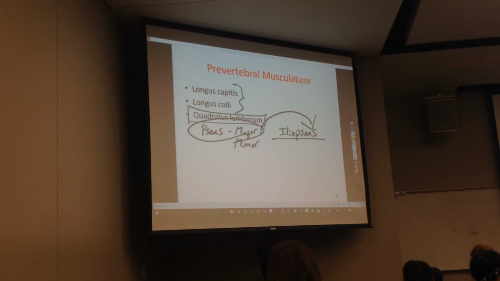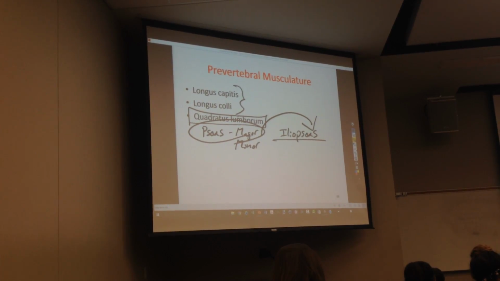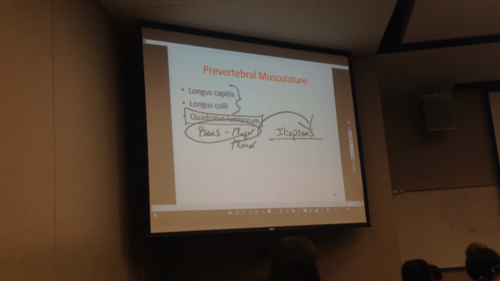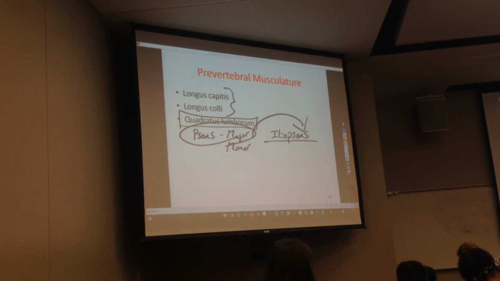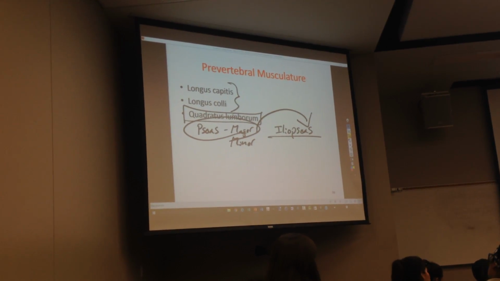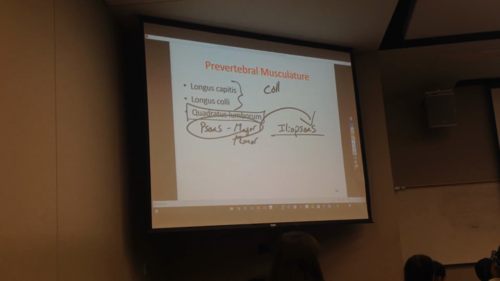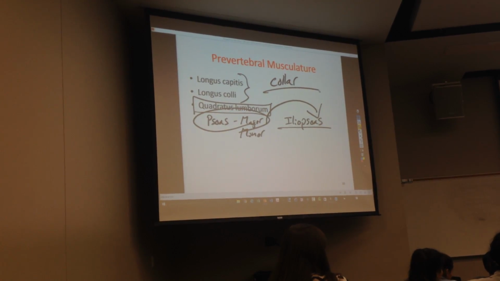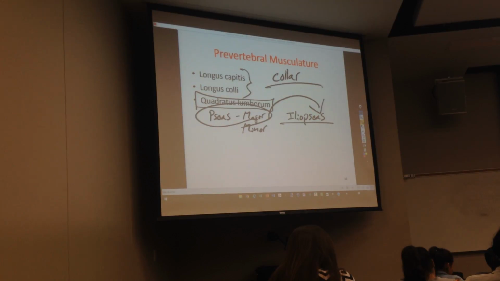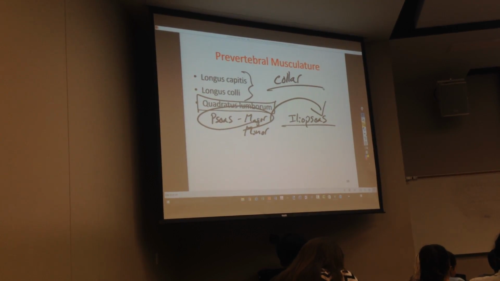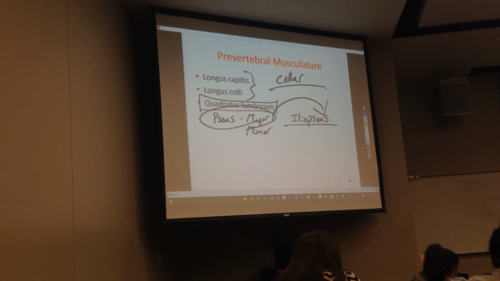What does coli mean? Two L's, not one L. It's not colon with an E. This is coli with two L's. What does that mean? If I put two L's, where does that go? It goes on the neck, right? That's because the original word for neck, colus, with two L's, that's what it's talking about. So longus coli, it goes into your neck.